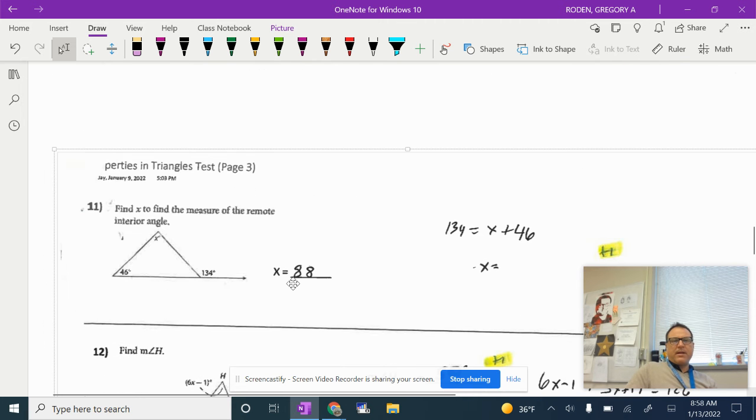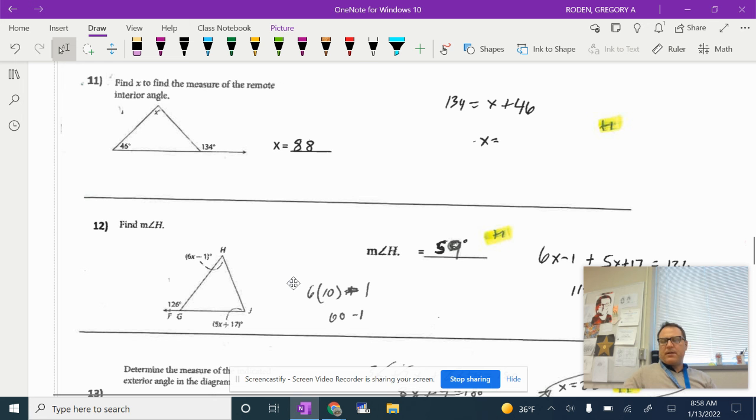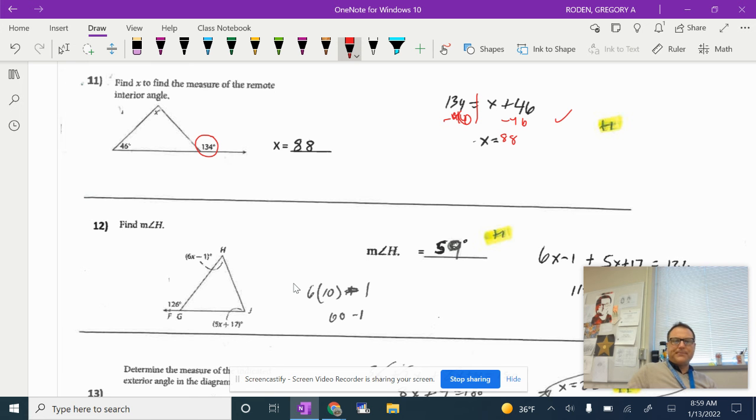All right, so what do we got here? Number 11 is the exterior angle theorem. Most of you did a nice job. Remember, the exterior angle is always equal to the sum of the remote interior angles. 46 and x are the remote interior angles. So x plus 46 equals 134. And then you just simply subtract 46 from both sides, and that gives you x equals 88 for 1 point.